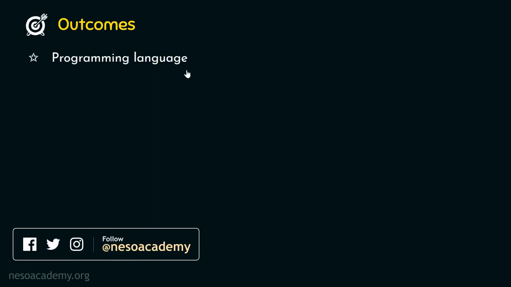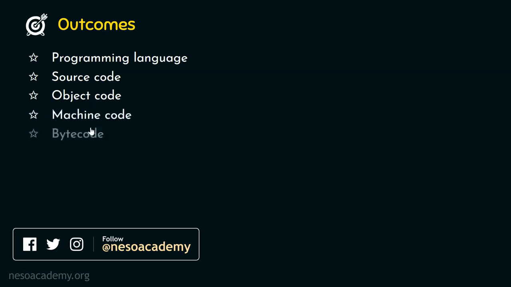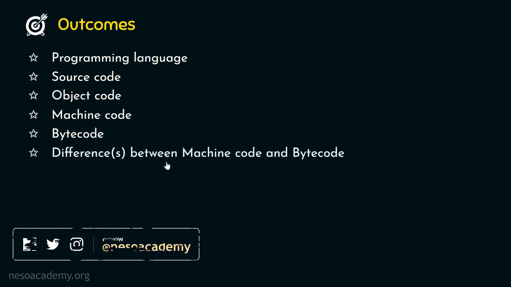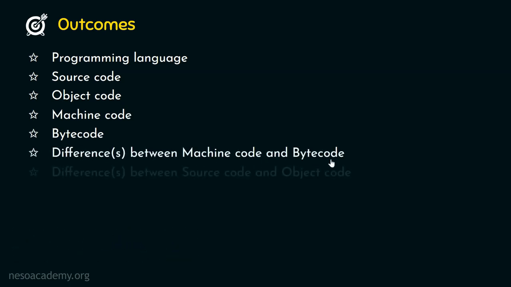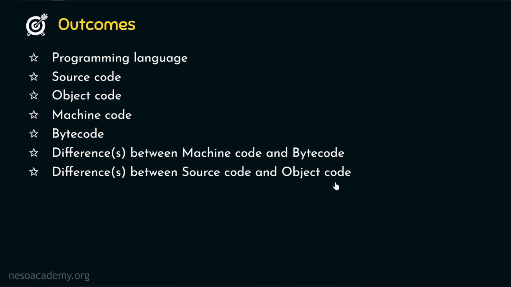Let's see what all we'll be covering as part of this lecture. First of all, we will see what exactly is a programming language. Next up, we will see source code, and we'll also learn about object code. Under object code, we will learn about machine code and about bytecode. And finally, we will go over the differences between machine code and bytecode, and eventually we will also learn about the differences between source code and object code. So here we saw what all we'll be covering throughout this lecture.